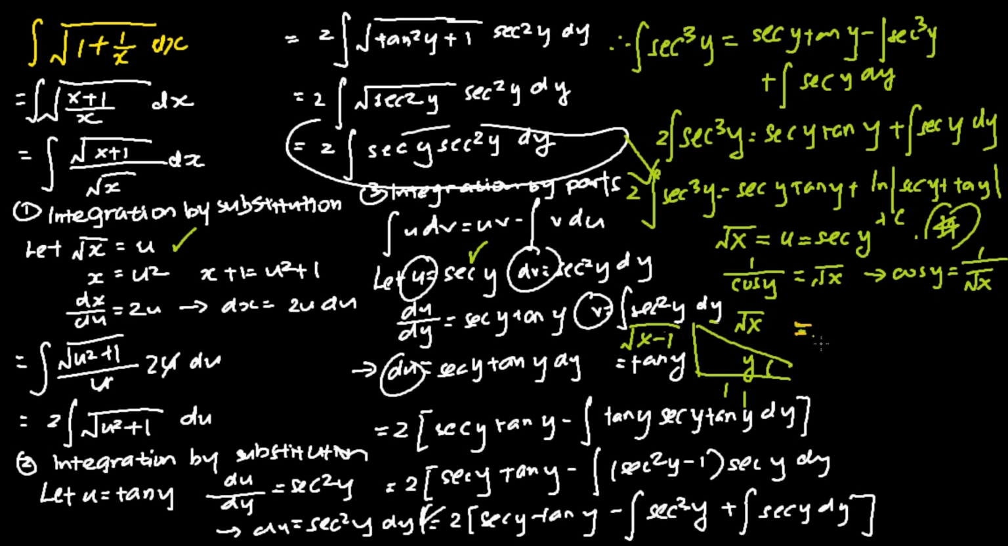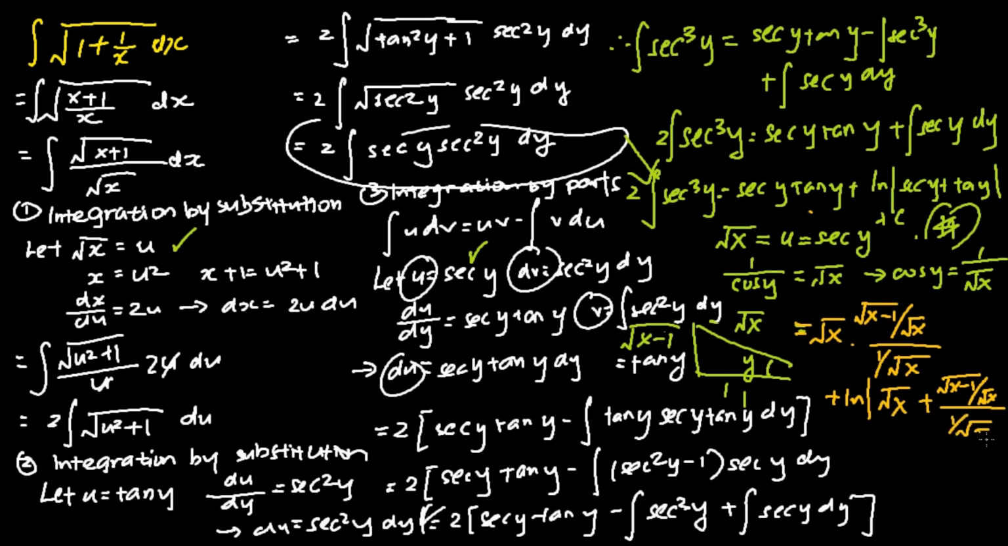Hence the answer is as follows. My secant y is just square root of x. My tangent y is basically sine y over cosine y, in which my sine y is opposite over hypotenuse. We have square root of x minus 1 over square root of x, and then my cosine y is adjacent over hypotenuse, so that will be 1 over the square root of x. Plus the ln of, same thing, secant y is square root of x plus tangent y is square root of x minus 1 over square root of x over 1 over square root of x.